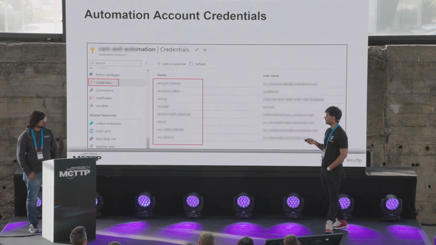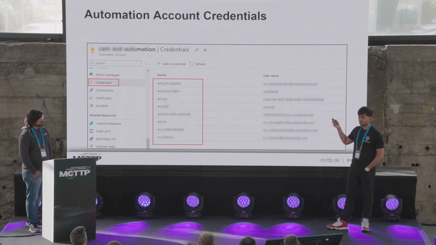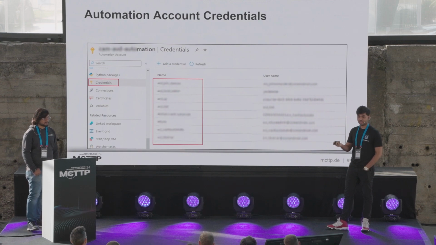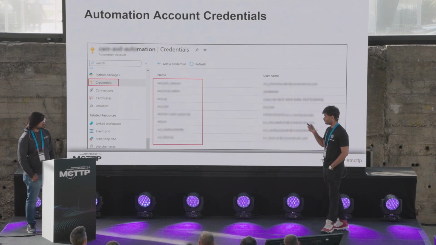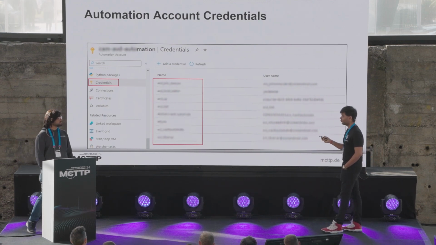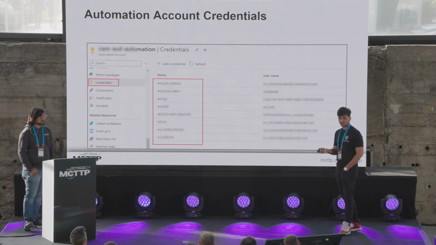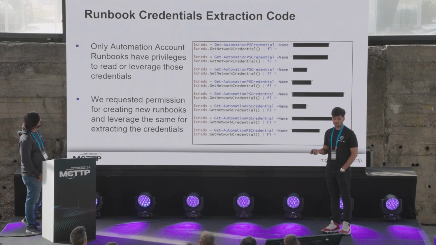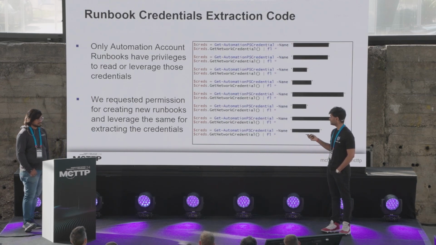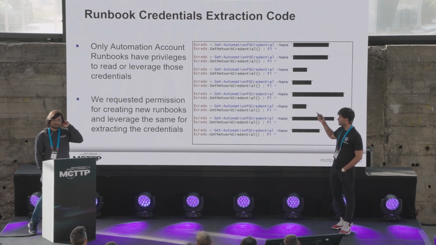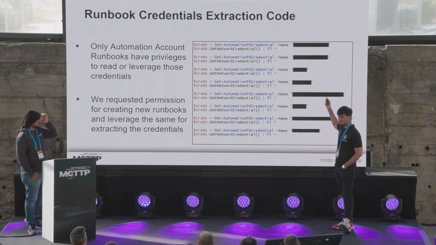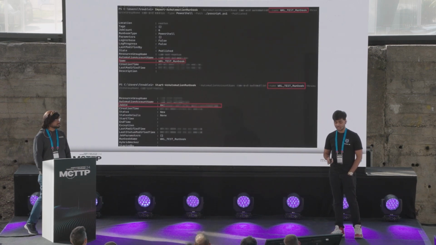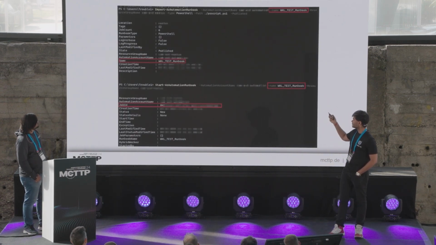In an automation account, there's something called credentials which can be stored but cannot be read. Just like creating a password, you can create a password, but you cannot read the password. The value of those credentials can only be read by the runbooks of the automation accounts, the scripts which are going to get executed. Since we were the contributor, we had the permissions to create runbooks. So we quickly created this script which had all the names of the credentials, and by just executing those runbooks, we were able to, this was the command which we used.